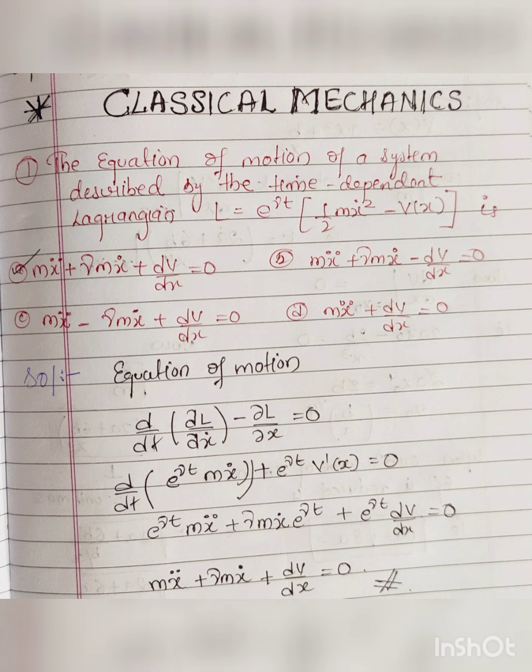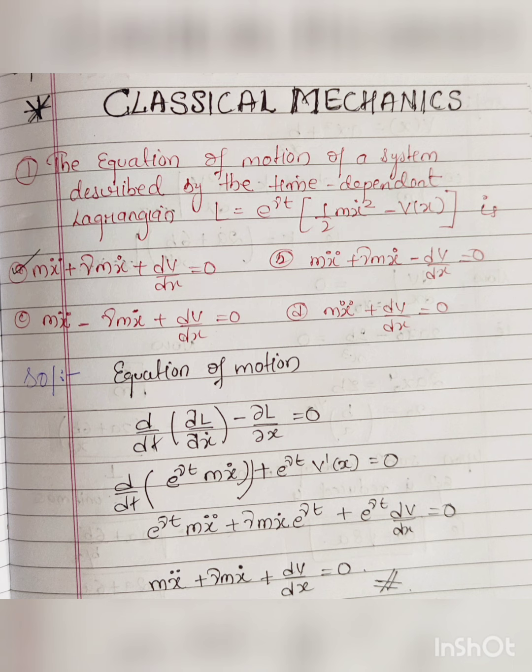Now substitute the value of L in the given above equation. When we substitute the above value of L, we will get d by dt of e to the power of nu t. Now taking the partial differentiation with respect to x dot, that is half m x dot square, we will get m x dot, plus e to the power of nu t into the derivative with respect to x, that is v dash of x. Now further taking the derivative with respect to t, here the two functions are e to the power of nu t into m x dot.